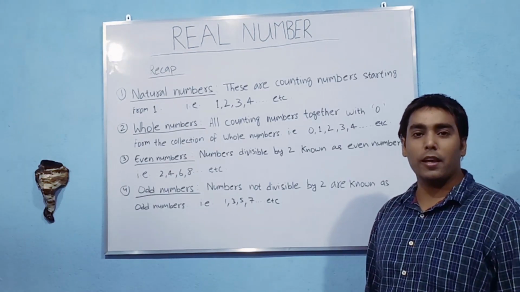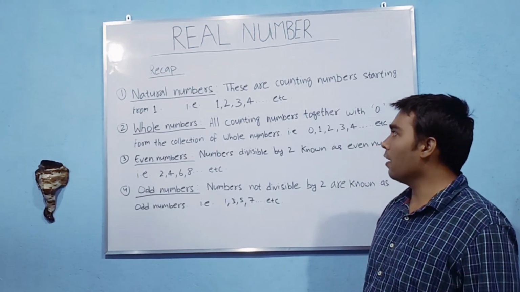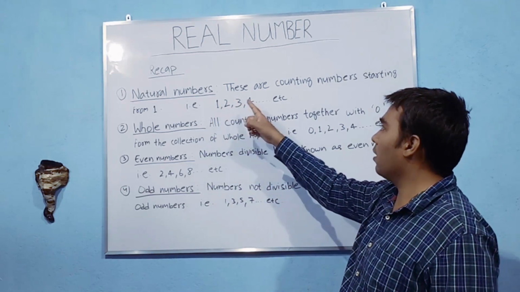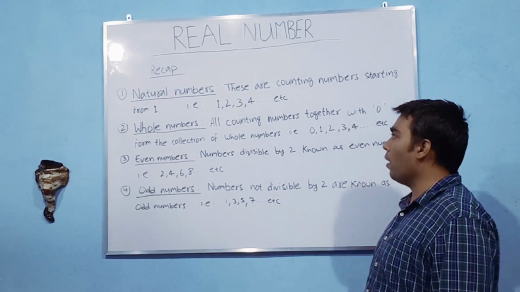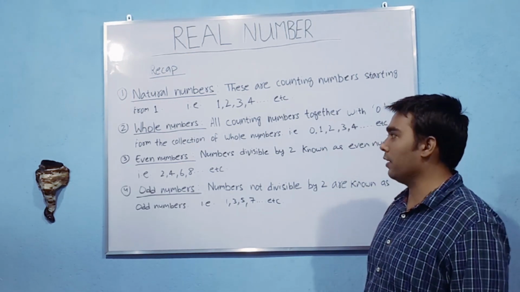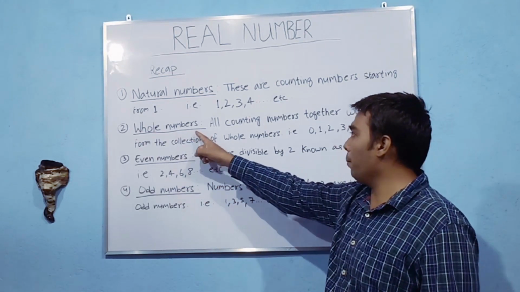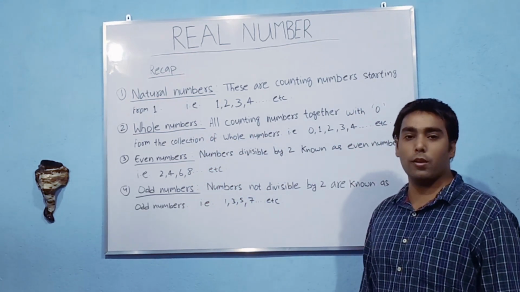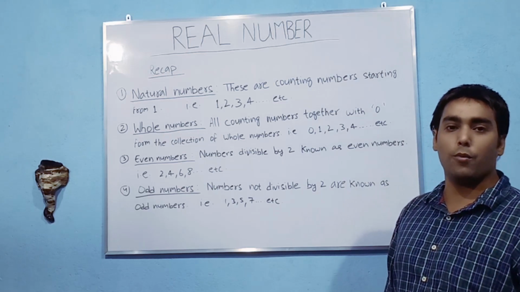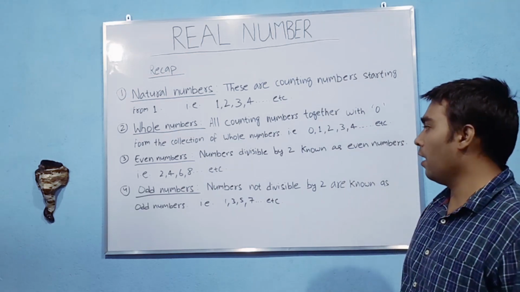Let us take a quick recap of numbers. First, natural numbers. These are all counting numbers starting from 1. For example, 1, 2, 3, 4, 5, 6, 7, 8, etc. Second, whole numbers. All counting numbers together with 0 form the collection of whole numbers. For example, 0, 1, 2, 3, 4, 5, 6, etc.